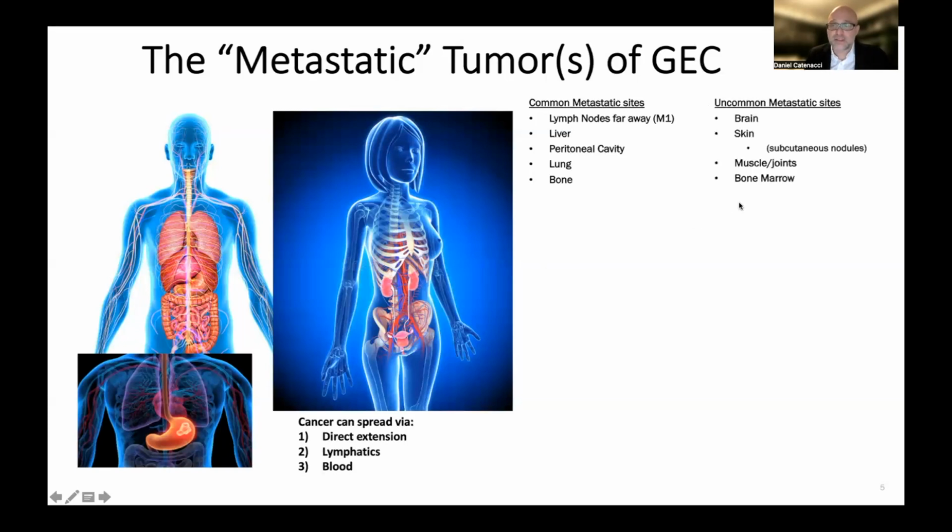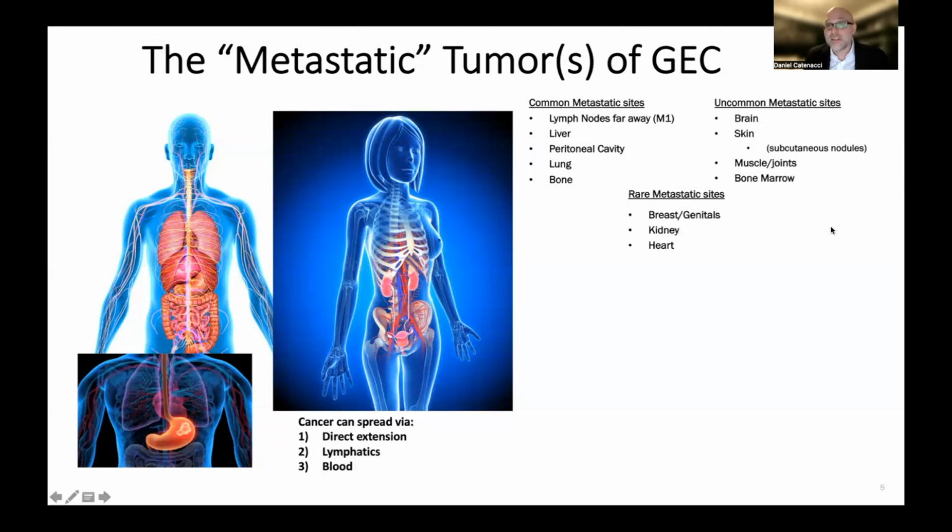Uncommon metastatic sites, but they still occur and we do see it, would be to the brain, to the skin, which we would feel and can palpate as subcutaneous nodules, and to muscles and joints, a little bit less common, but we can see that. Inside the bone marrow, a little bit less common, but it occurs occasionally. So different to the bone, where it's on the outside of the bone, in the bone marrow, inside the middle of the bones, is where the blood cells are made: red blood cells, white blood cells, and platelets. It can spread into the bone marrow and displace that normal function, and you can get low blood counts as a consequence of that.